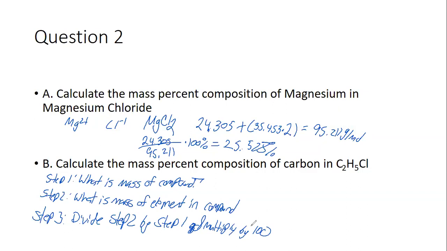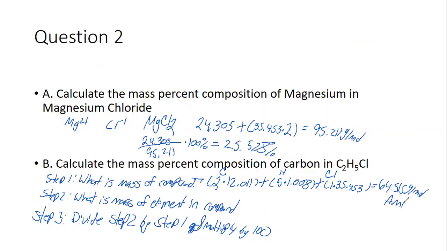So we look on our periodic table. Carbon has a weight of 12.011, and we have 2 of those. So this is carbon, 2 multiplied by 12.011, plus now we have hydrogen. We have 5 hydrogens multiplied by the weight of hydrogen, 1.008, plus now we have chlorine. We have 1 chlorine multiplied by 35.453. We do that, and we find that the weight of our compound here is 64.515. And this is either grams per mole or AMU.